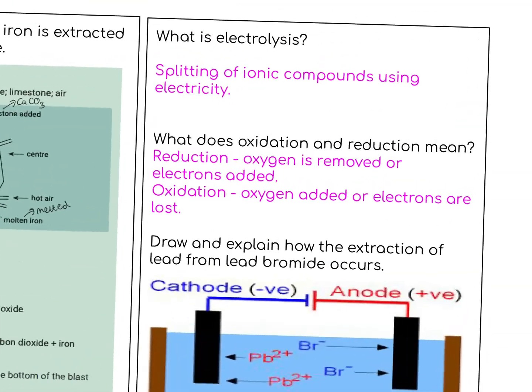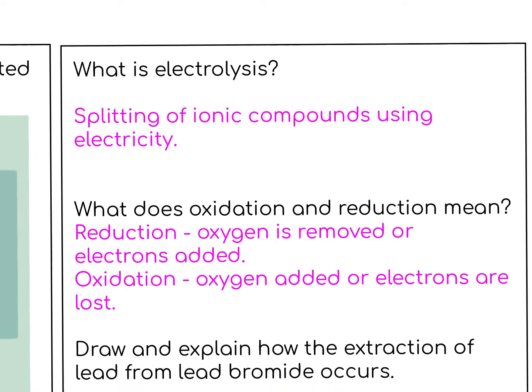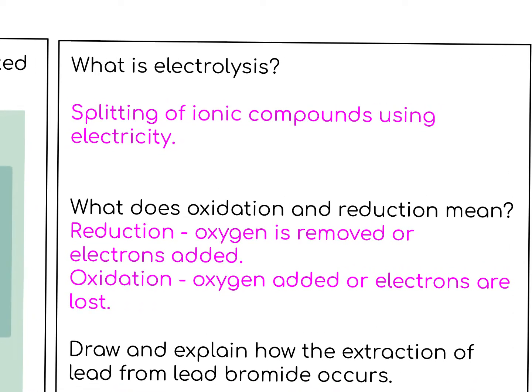The other big process you need to know about is electrolysis. Electrolysis is splitting of ionic compounds using electricity. What does oxidation and reduction mean? Reduction, oxygen is removed and electrons added. Oxidation then, oxygen is added and electrons are lost.